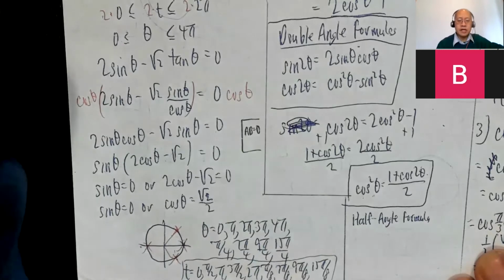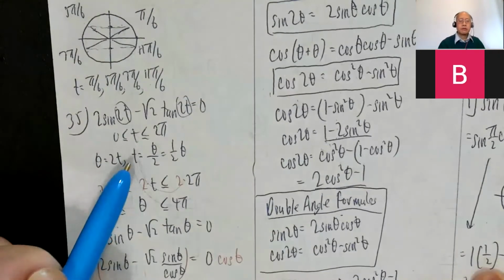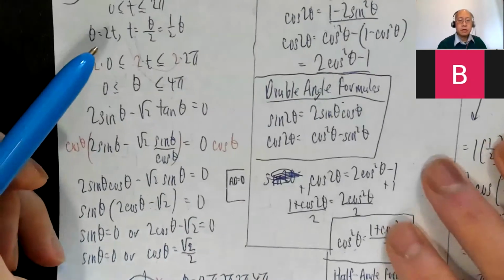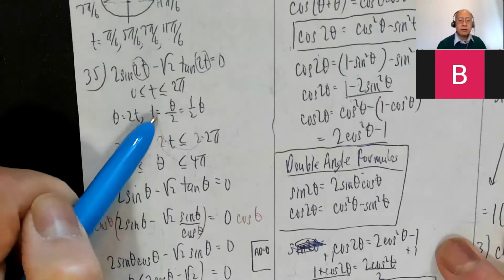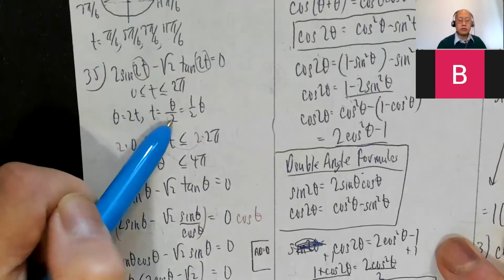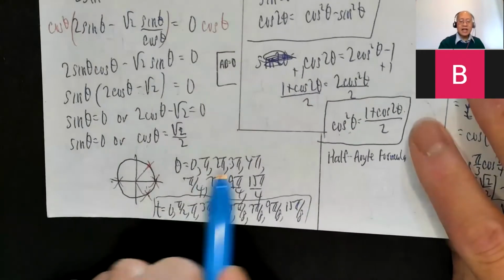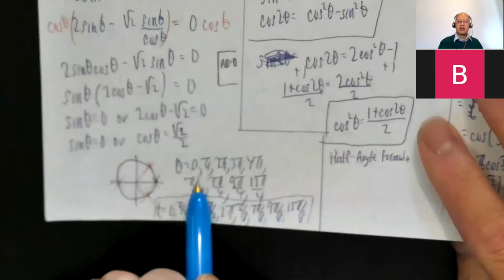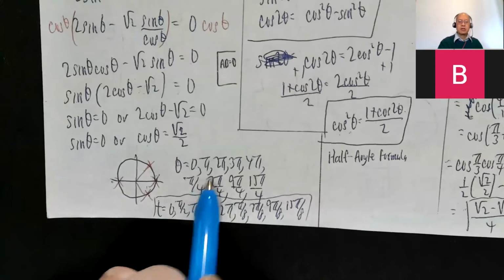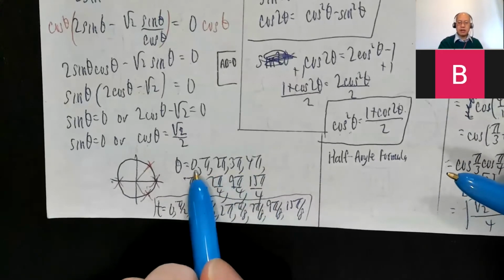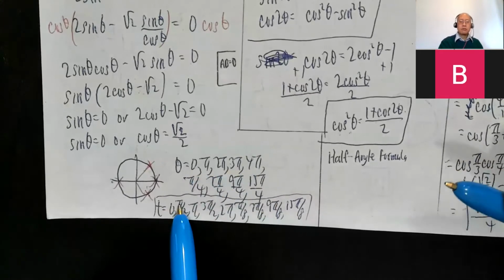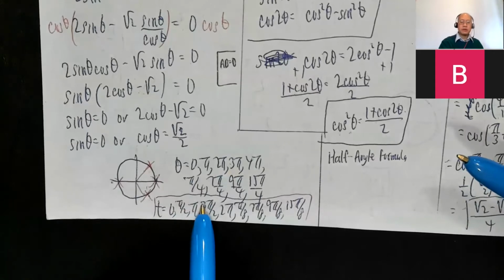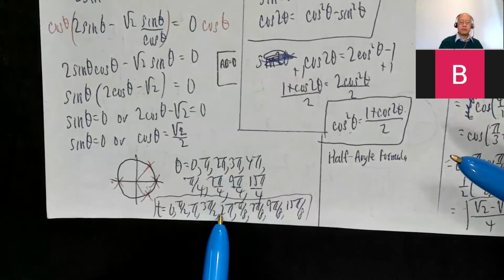But the original problem wasn't in theta. The original problem was t. Well, how do I get t? Theta divided by 2. So these 9 angles, I just cut them in half, and I got my solutions. So to cut these in half, I just divided by 2. 0, pi over 2, pi, 3 pi over 2. 4 pi over 2 is 2 pi.